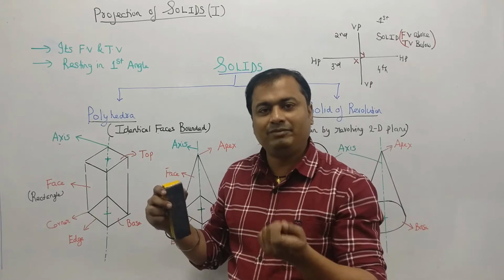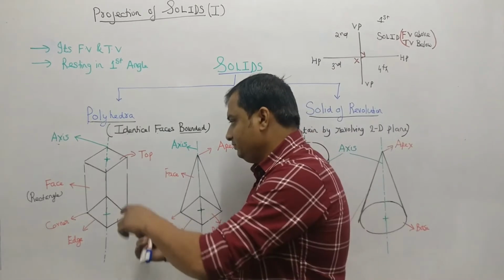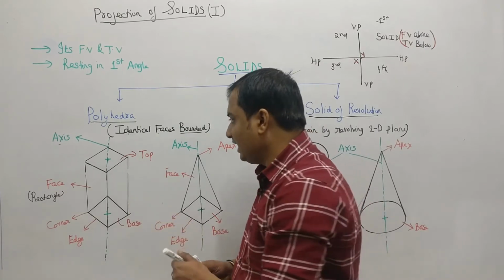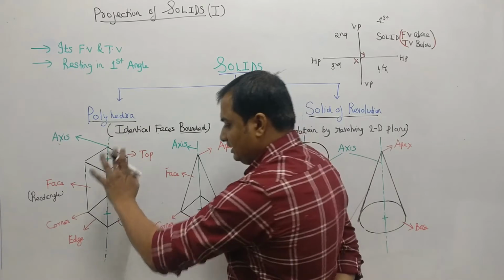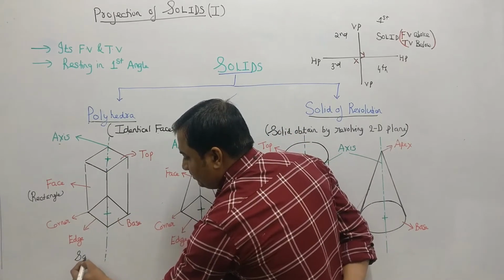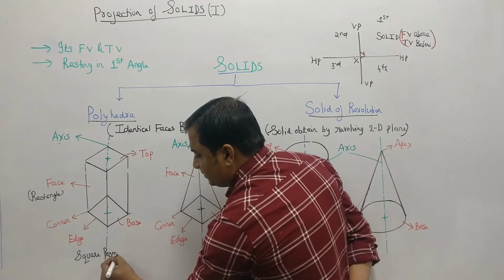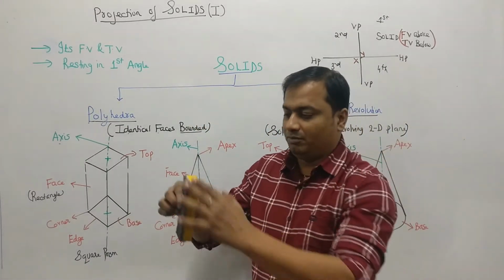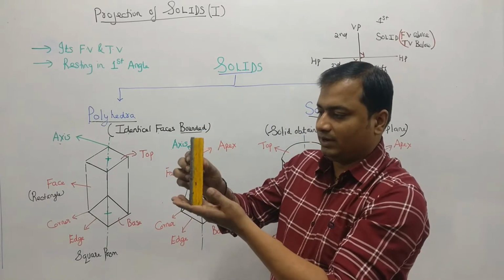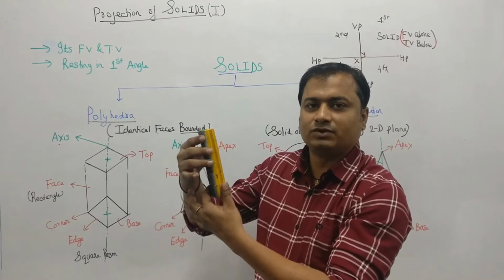So how does naming depend? The prism which we are seeing on the board has a square top structure and a square base structure. So this is the square prism. If the top structure is a square, and the faces are rectangles, this will be my square prism.